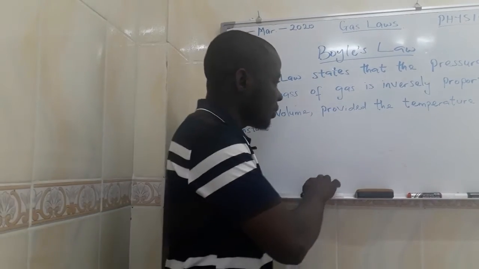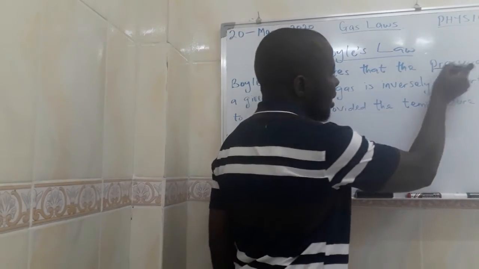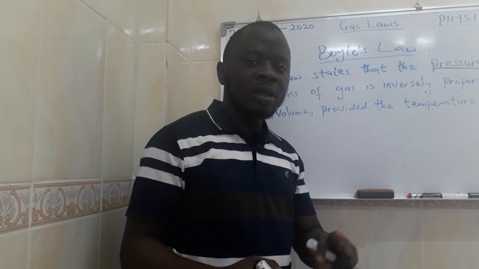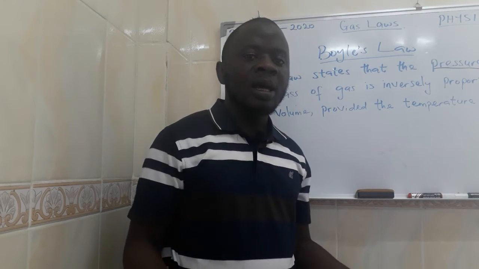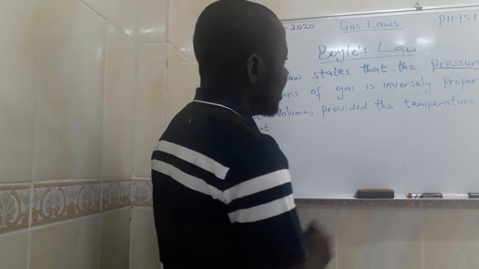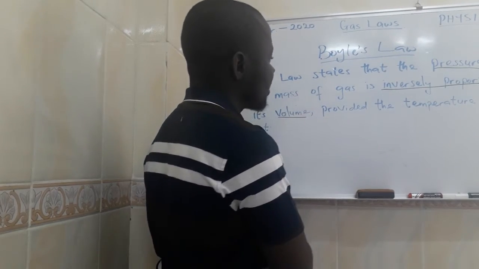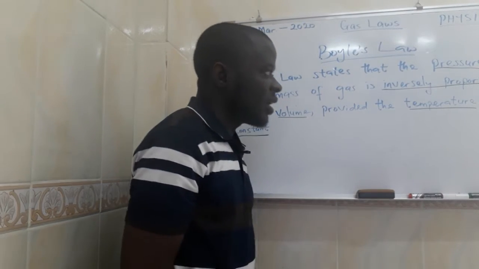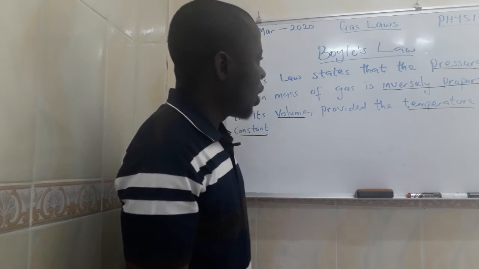Now let's look at the important words here. Remember I told you that there are three things we can change. We can change the pressure, the volume, or the temperature. So we can keep one of them constant and change the other, then look at what will happen to the last one. So here we have the pressure of the gas is inversely proportional to the volume of the gas, provided the temperature is constant. These words are very important, and we're going to apply them now to get an equation for Boyle's law.